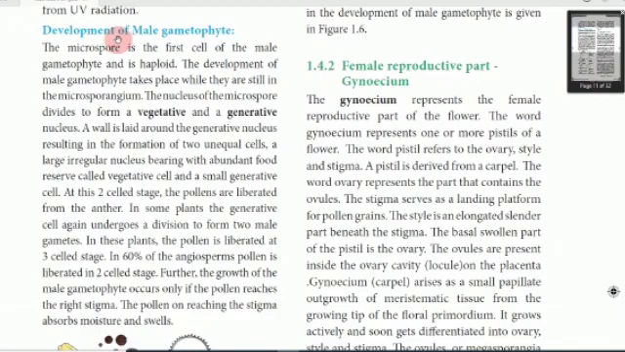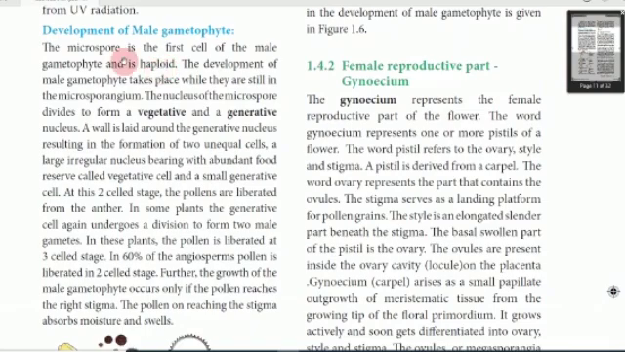So last class we learned the development of androecium. Today we will learn the development of the male gametophyte. The male gametophyte is formed by the microspore. The microspore is the first cell of the male gametophyte and is haploid. So what is haploid? It has n number of chromosomes, because male gametes and female gametes fuse to form the zygote, which is 2n.